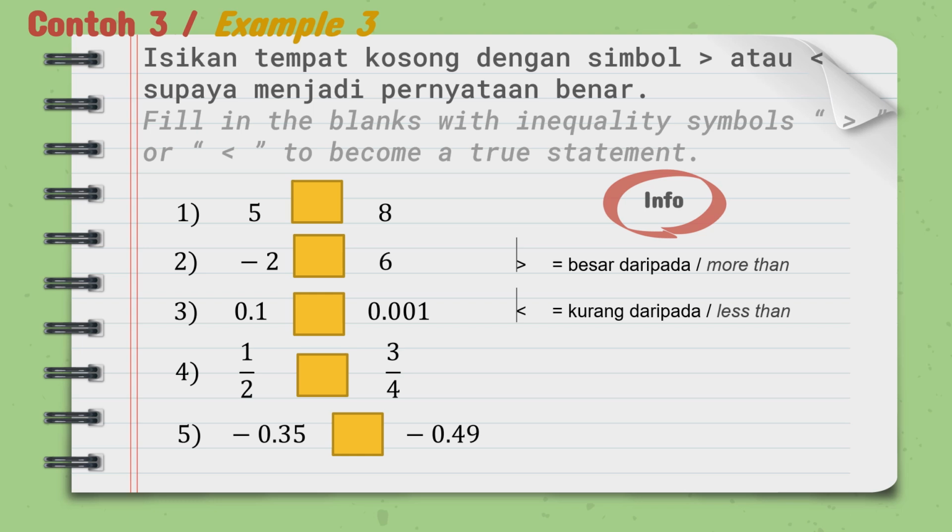So let us look at the first question. So 5 is actually less than 8. Okay, negative 2 is actually less than 6. 0.1 is bigger than or more than 0.001, and we have half. Half is actually less than 3/4, and lastly negative 0.25, you can say that is more than negative 0.49.